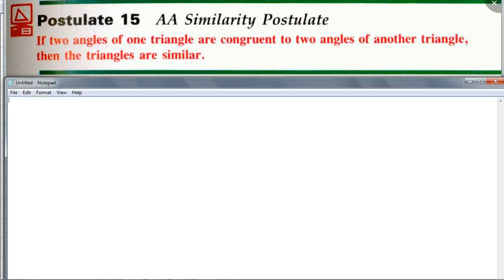similar. Okay, so go ahead, write this down. That's the postulate that we're going to use. By the way, it's a postulate. So do we need to prove this postulate? No. It's a postulate, so we take it as truth. Okay, so write this down.